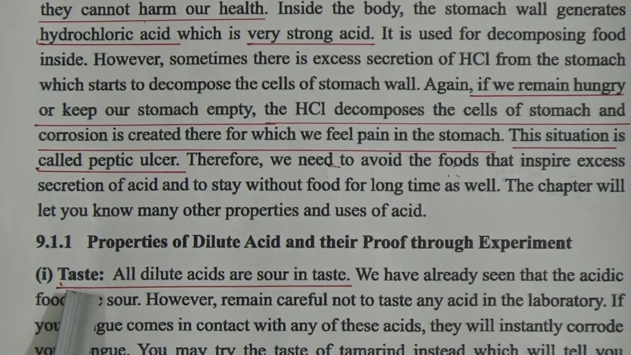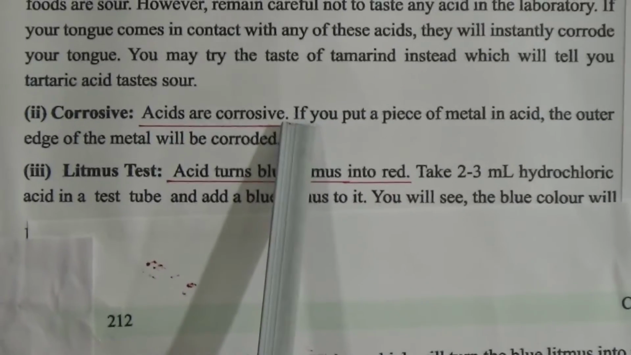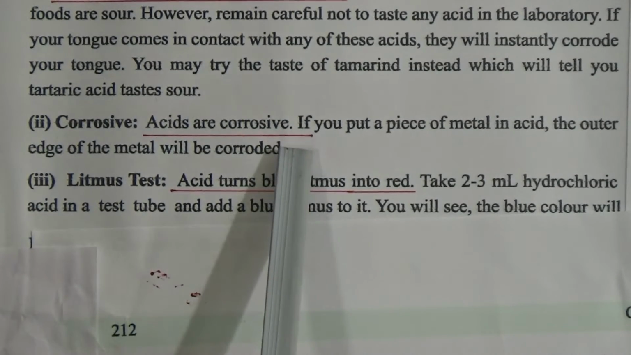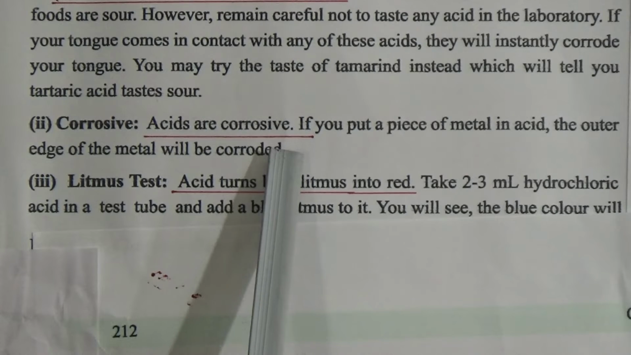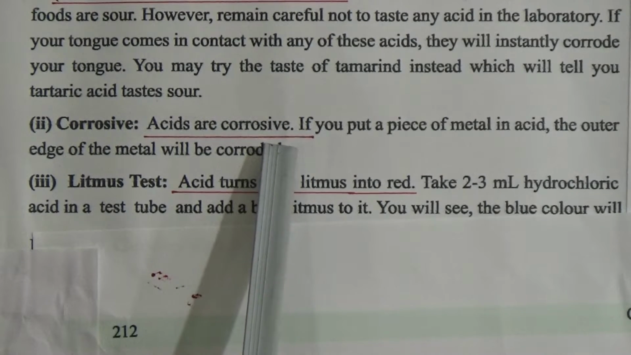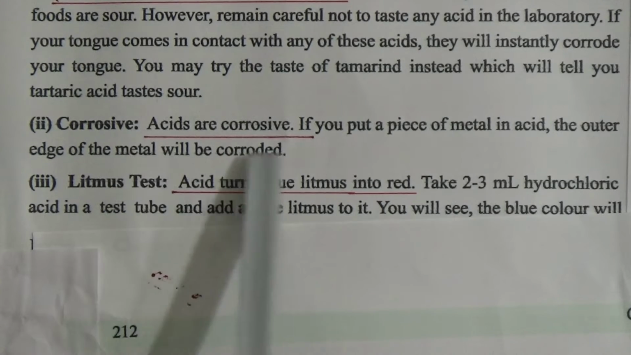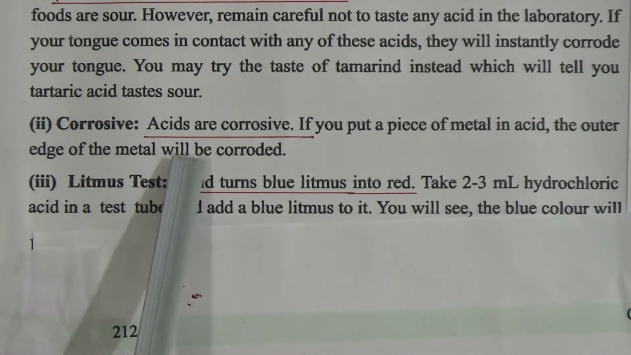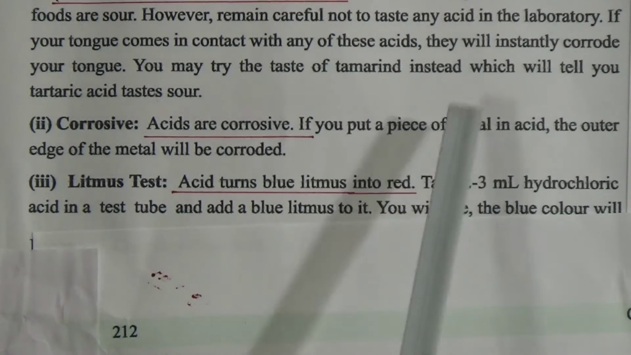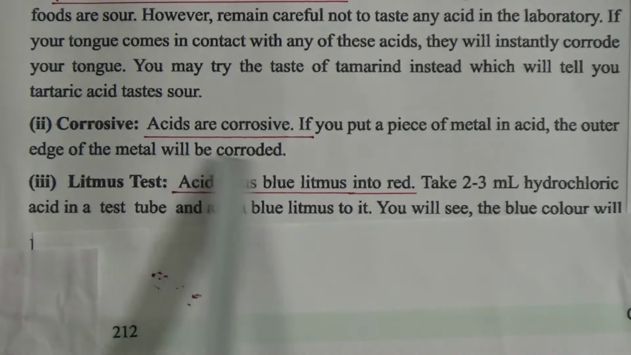First one is taste. All acids taste sour. It is known to us, and it is the basic characteristic of acid. Now come to corrosive. Acids are corrosive. Just now we discussed that if there is more secretion of hydrochloric acid in an empty stomach, that will cause corrosion in our stomach. It will decompose the cells of the stomach. That's why it is called corrosive. And if we put a metal in acid, the outer edge of the metal will corrode.